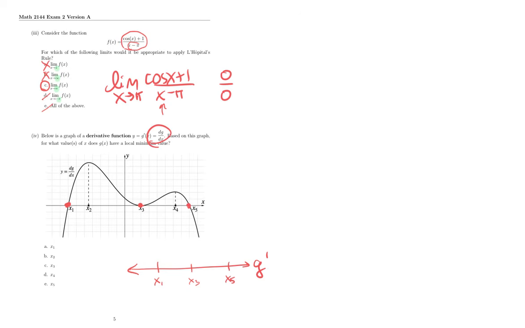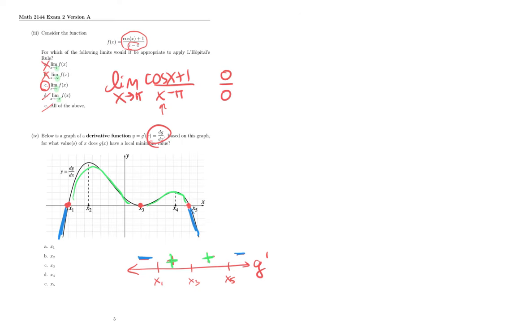And I know that in between x1 and x3, g prime is positive. In between x3 and x5, g prime is positive. To the right of x5, g prime is negative. And to the left, g prime is negative. And what I'm looking for is when it's below the x-axis, it's negative, and when it's above the x-axis, it's positive. Positive values of the derivative.